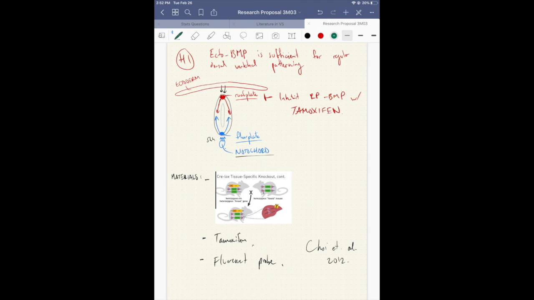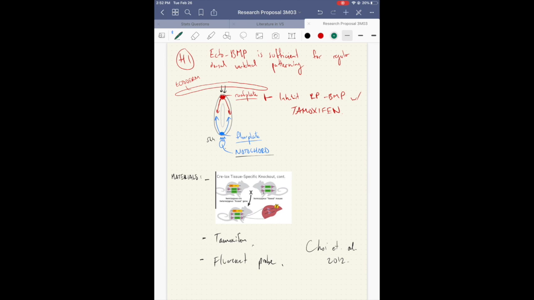So our first hypothesis is, is ecto-BMP sufficient for the regular dorsal vertebral patterning? The materials we used for this experiment are homozygous floxed conditional RP-BMP mouse embryonic fibroblast model, tamoxifen, and an RNA probe.